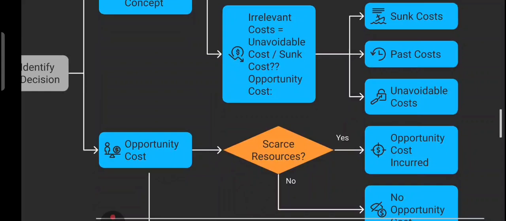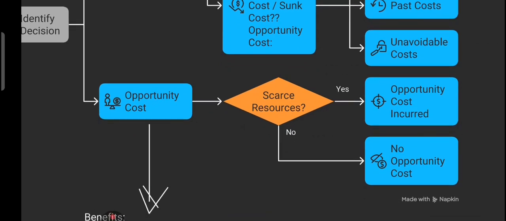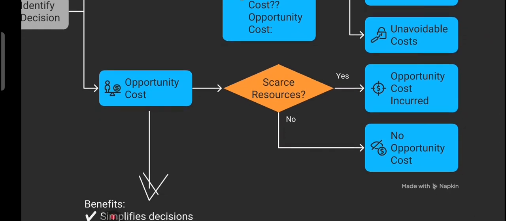And don't forget the opportunity cost. If you are working with a scarce resource, consider what you are giving up, that is your opportunity cost. The potential gain from the next best alternative, right? That is called alternative cost, opportunity cost. See, when you are working with a scarce resource, opportunity cost will be there. If you are not working with a scarce resource, no opportunity cost.